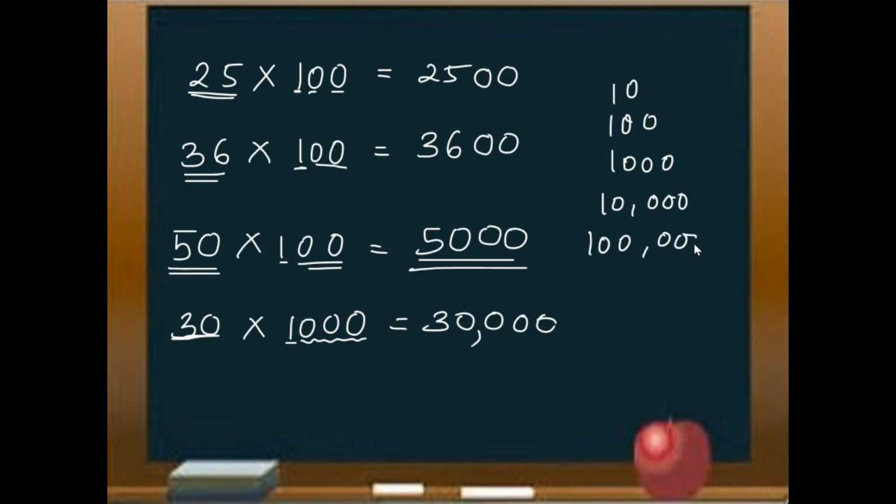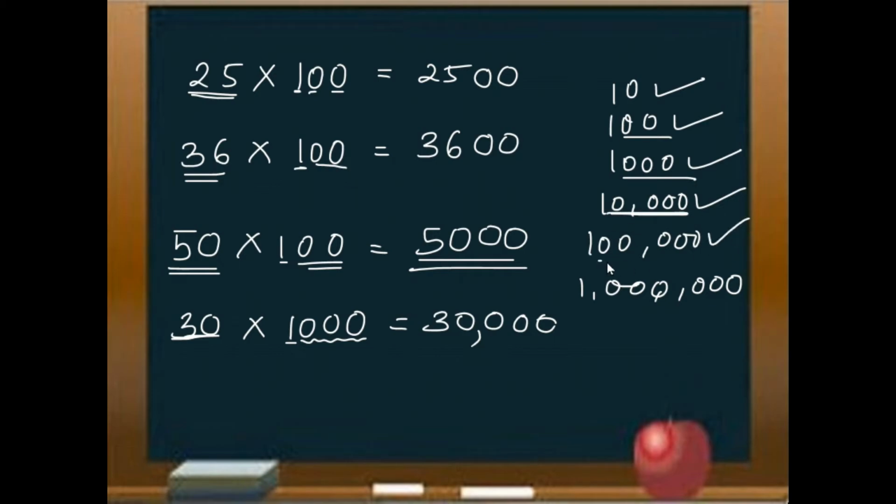So any number, if you want to multiply with a 10 or 100 or 1000 or 10,000 or 100,000, or 1 lakh we can say, or 1 million, then also you are going to follow the same strategy. Multiplying with 10, add 1 zero. Multiplying with 100, add 2 zeros. Multiplying with 1000, add 3 zeros at the end. Multiplying with 10,000, add 4 zeros at the end. Multiplying with 100,000, add 5 zeros at the end. Multiplying with 1 million, add 6 zeros at the end, and so on. Easy?